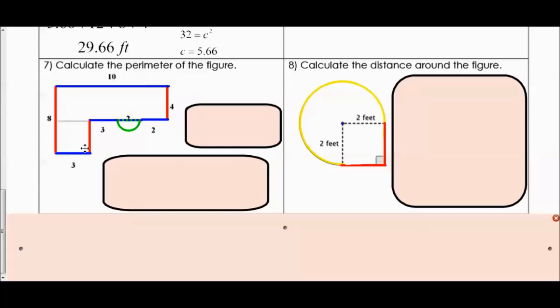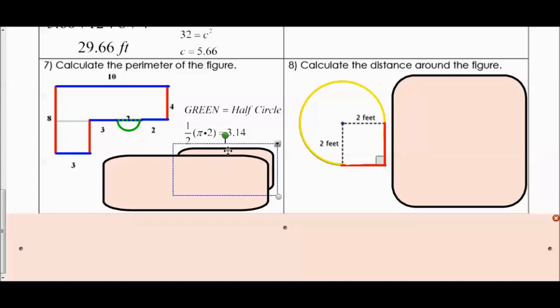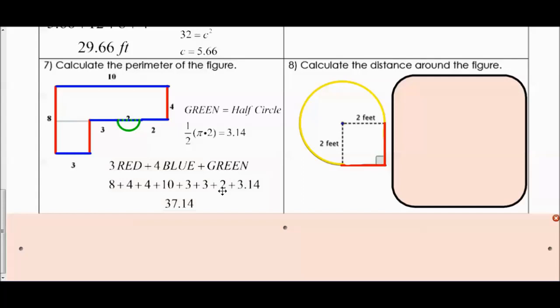Okay, so we have that missing red side. The only other side that we need to find is this green one. We're going to use that dotted green and blue line. That's 2. That's the diameter of the circle. So we're going to use that to find the circumference of half the circle. It's 1/2 times pi times diameter. That equals 3.14. Now we have all of our missing sides. We're just going to add those up. That gives us a total of 37.14.